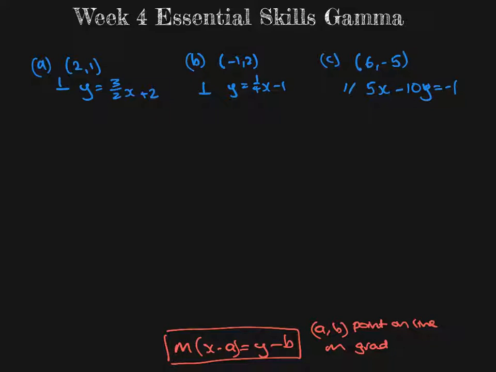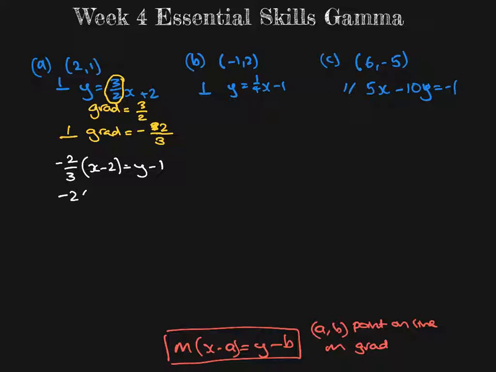Now, our line here is y equals 3 over 2 x plus 2, so its gradient is 3 over 2. That's the gradient of the line that we are looking at, but we are perpendicular to this line, so our perpendicular gradient is the negative reciprocal, minus 2 over 3. So the equation of the line would be minus 2 over 3 (x minus 2) is y minus 1.